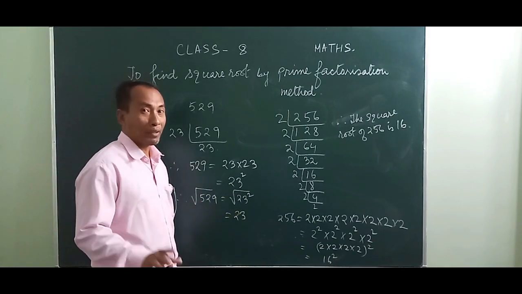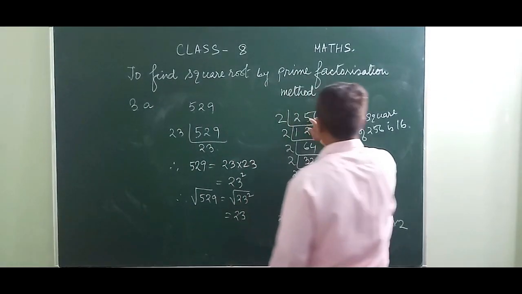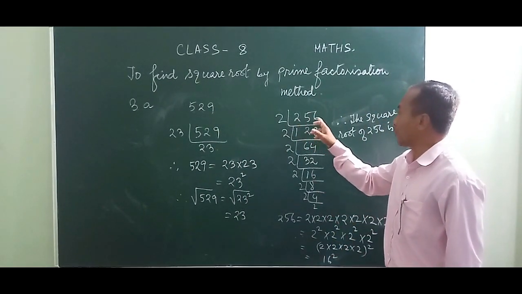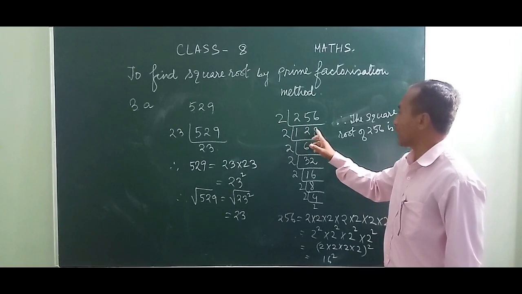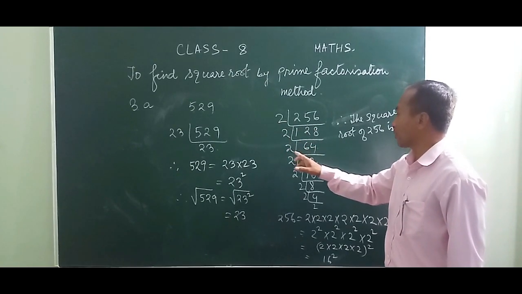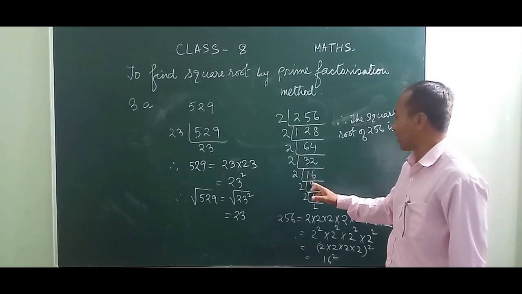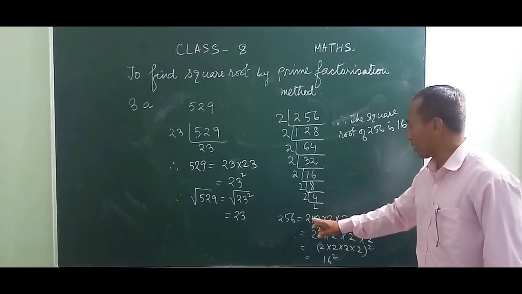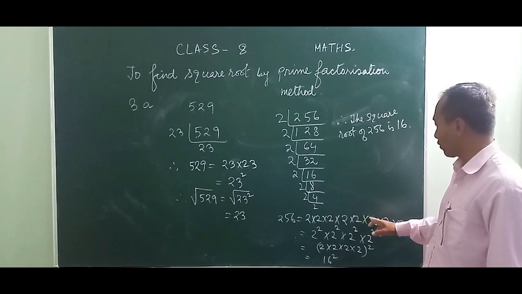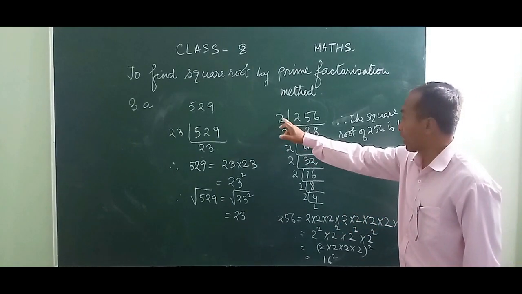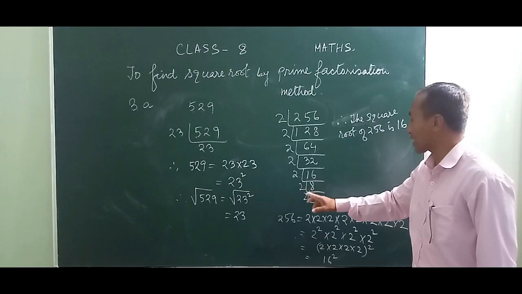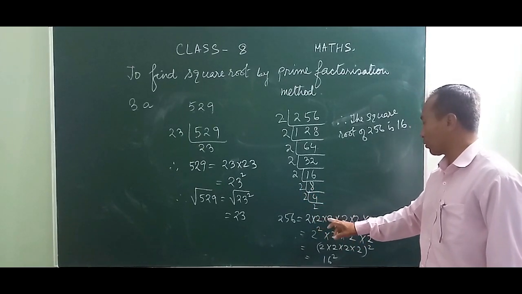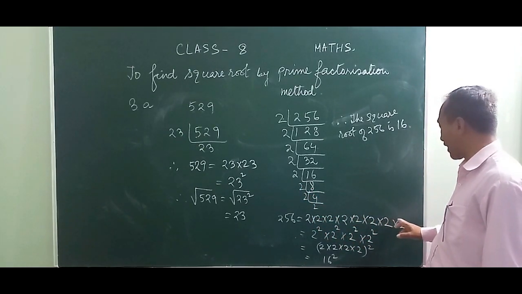Another example I'll give you is 256. The factors of 256 are 2, 128, 2, 64, 2, 32, 2, 16, 2, 8, 2, 4, 2, 2. So 256 is 2 into 2 into 2 into 2 into 2 into 2 into 2 into 2. Here, 1, 2, 3, 4, 5, 6, 7, 8.